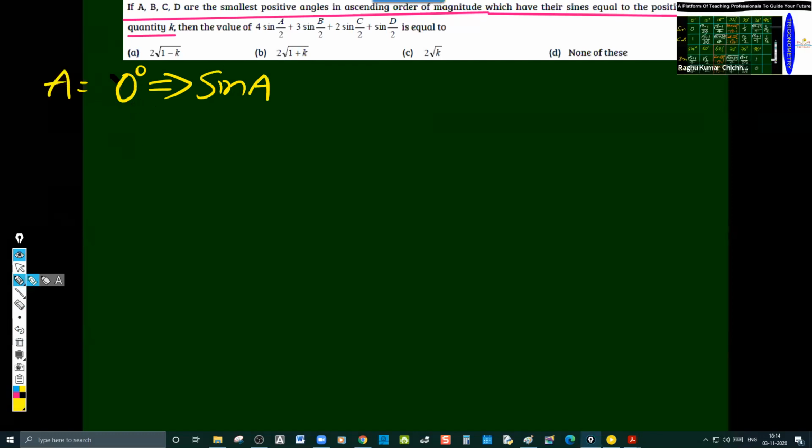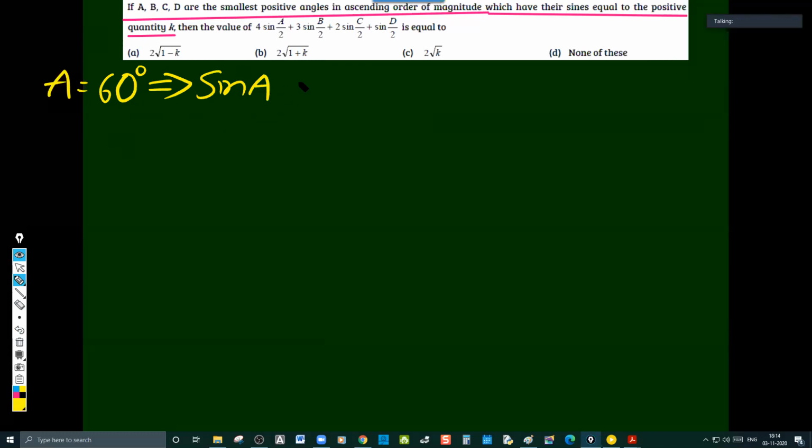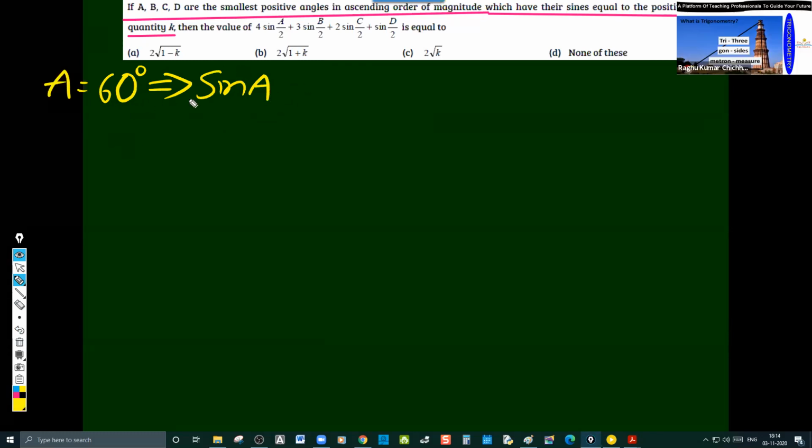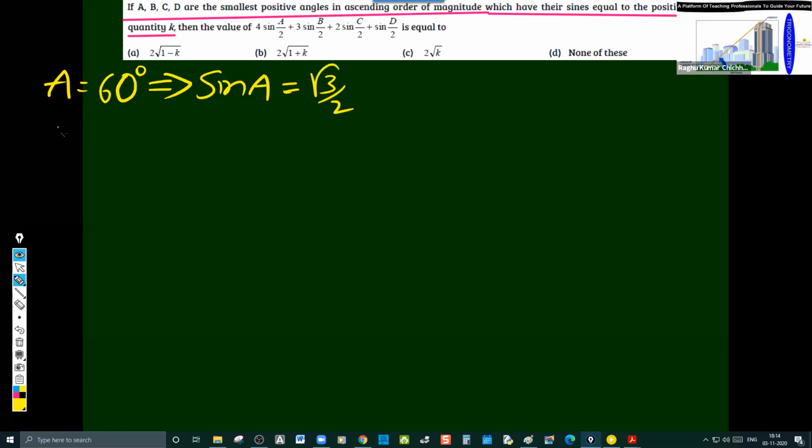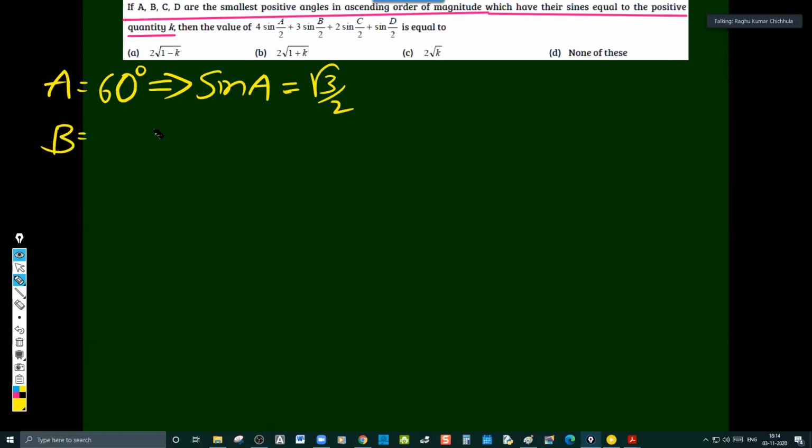To avoid that, let us take A as 60. That will be better and easier. Tell me, what is sine A? Sine A is root 3 by 2. That's good. Now, which angle next will give you B, with sine B also root 3 by 2?